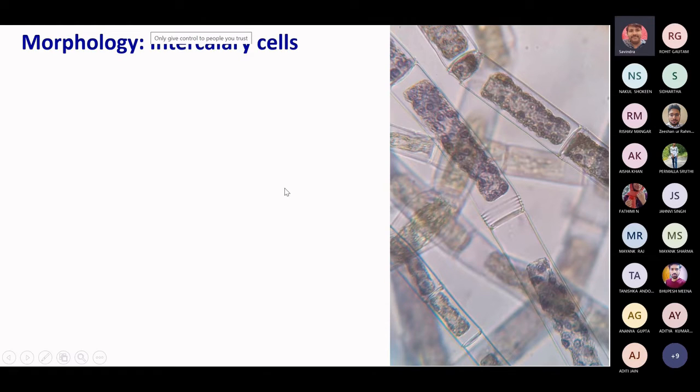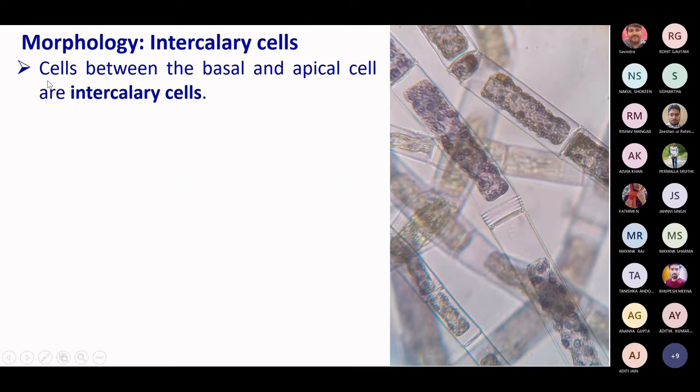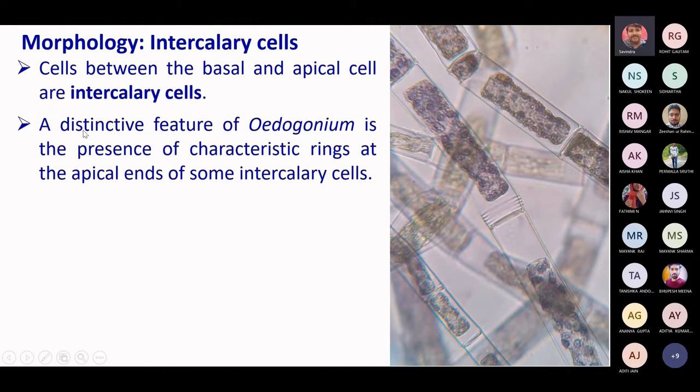Now the third part is the intercalary cells. Cells between the basal and apical cells are intercalary cells. All the cells between the holdfast and the dome-shaped apical cells are known as intercalary cells. The distinctive feature of Oedogonium is the presence of a characteristic ring at the apical end of some intercalary cells. You can see this is the structure.